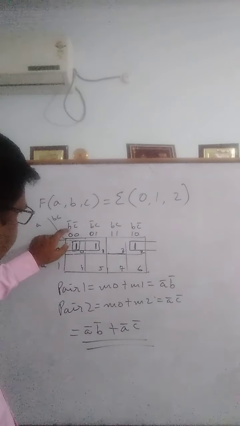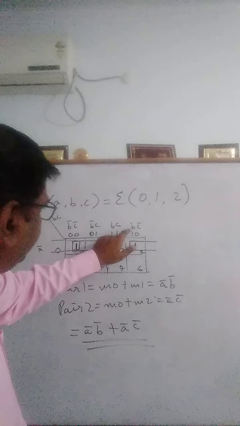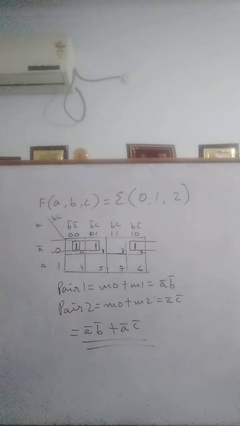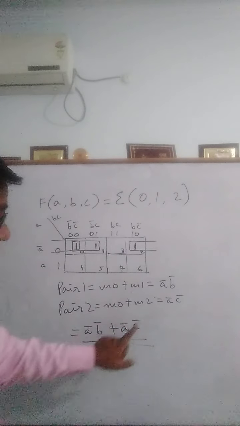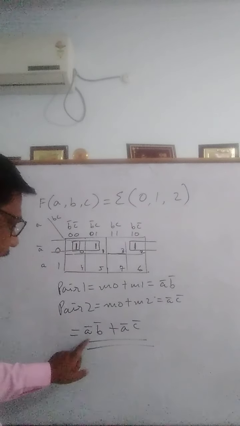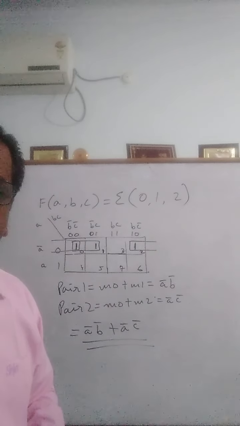From the top, we see that B bar is B, C bar becomes C bar, B bar becomes B. That means B is changing. What is not changing? That is C bar. Therefore, the second term will become A bar C bar, and therefore the reduced expression will become A bar B bar plus A bar C bar plus A bar C bar.